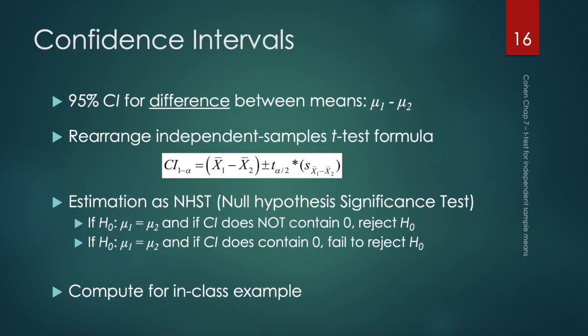Now back to confidence intervals. When it comes to confidence intervals with independent samples t-tests, we're getting the 95% confidence interval for the difference between the means. What that means is our equation looks like this. It's the difference in the means plus or minus our critical t-value times our standard error. So if you're using the 95% confidence interval for your null hypothesis significance testing, if the CI does not contain 0, then you would reject the null.